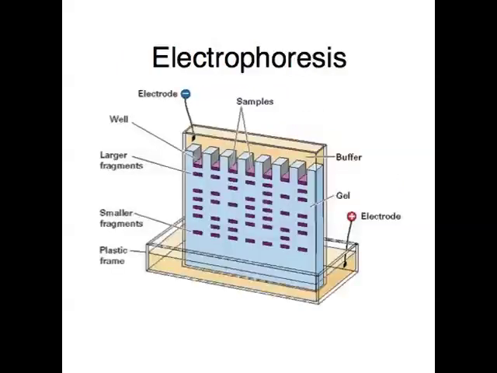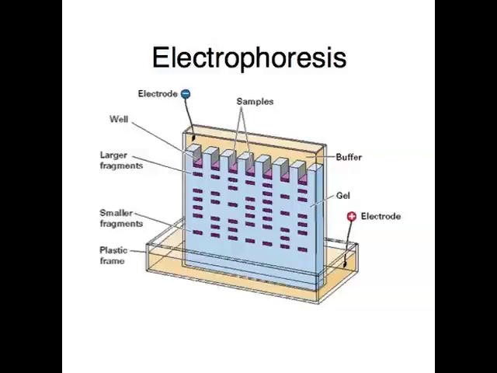Now if you've got a whole bunch of DNA fragments and you want to separate them according to their size or their lengths, then you need to use a process called electrophoresis. Electrophoresis works by putting a bunch of DNA of different sizes at one end of a gel and then applying an electric current to the gel. DNA has an overall negative charge, so when you apply an electric current, the DNA will move towards the positive end of the gel.